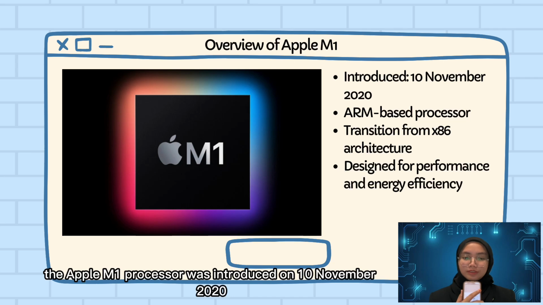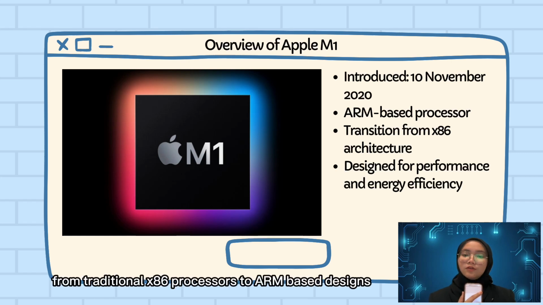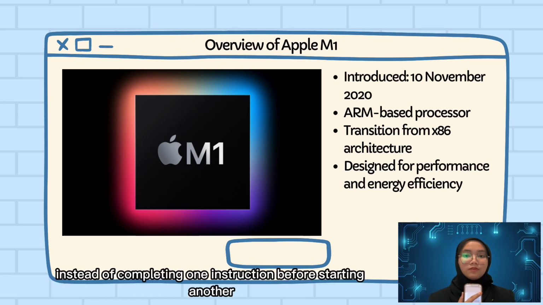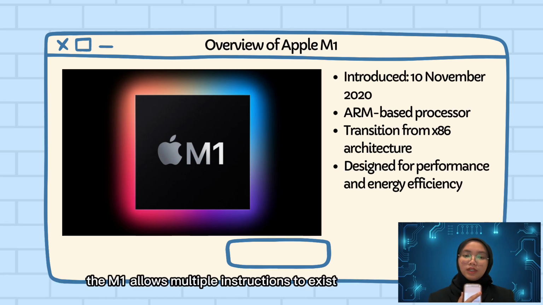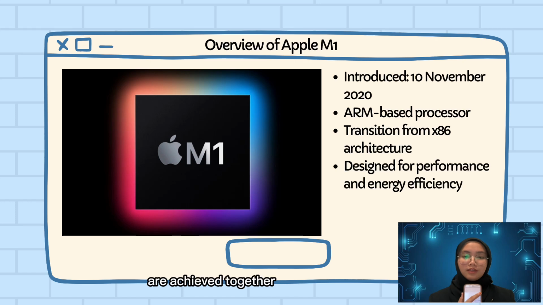The Apple M1 processor was introduced on 10 November 2020 and is based on the ARM architecture. This marked a major transition for Apple from traditional x86 processors to ARM-based designs. Instead of completing one instruction before starting another, the M1 allows multiple instructions to exist at different execution stages at the same time. Understanding its instruction cycle helps us understand how high performance and energy efficiency are achieved together.